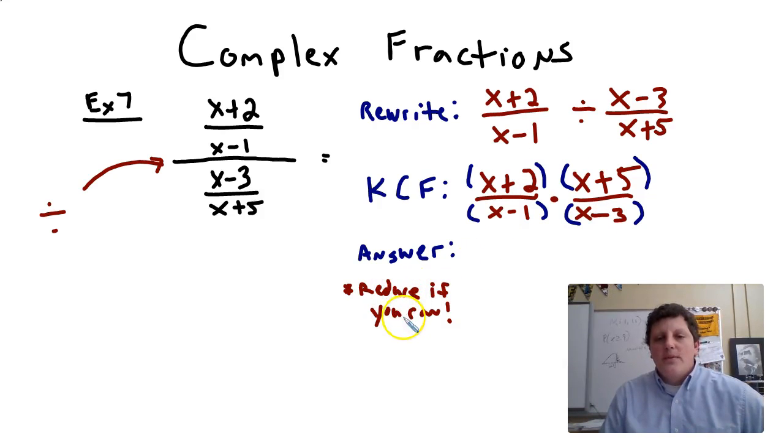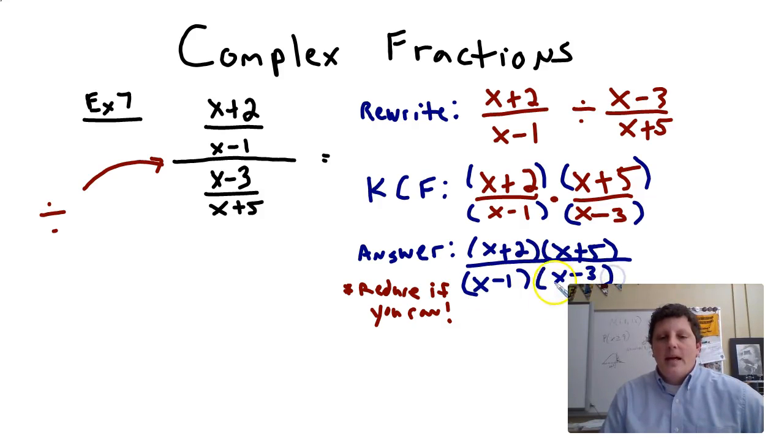You want to reduce if you can, always, and as your last step. Here we can't. So our final answer would actually be x plus 2 times x plus 5 over x minus 1 times x minus 3. And as usual, it doesn't matter if the x plus 5 is first or second, if the x minus 1 is first or second. The order on the top or the bottom doesn't matter, but you need to have both binomials in the top, both binomials in the denominator in order to get the correct answer.